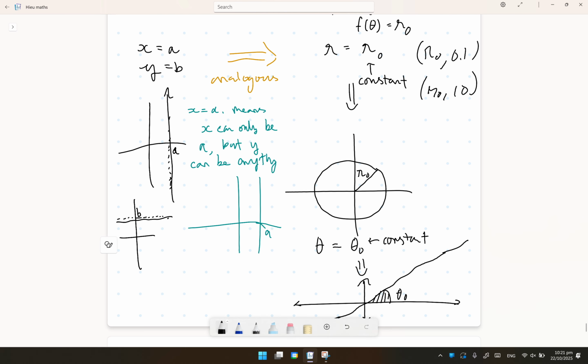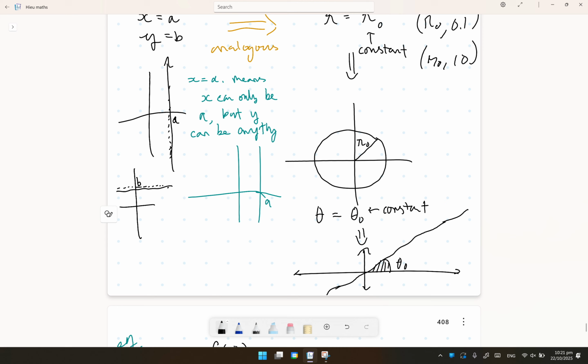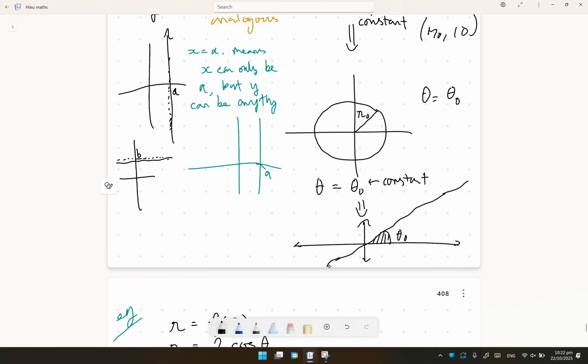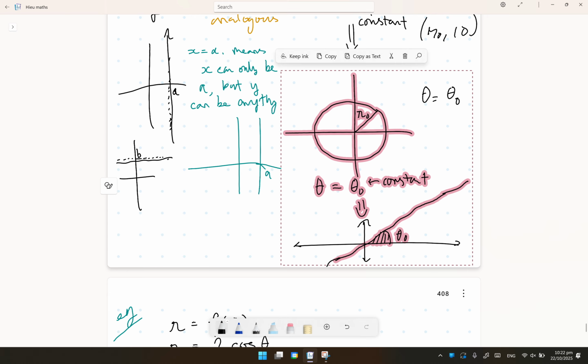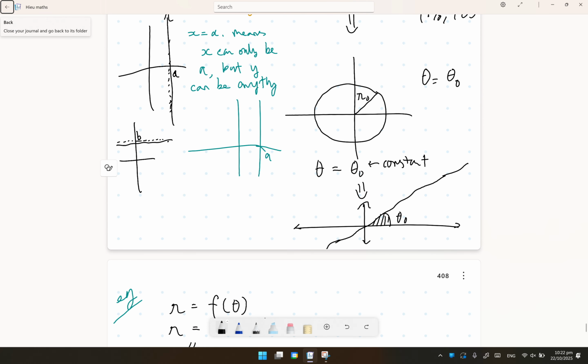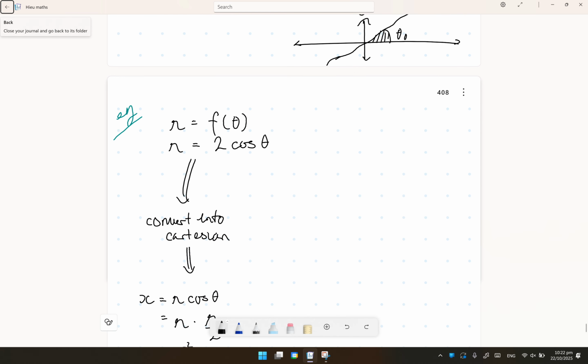And same thing if we lock theta, so theta is equal to a constant, then what we have is just this. It's an idea of how we're going to explore it. If you can intuitively understand this, then we're good to go to the next step. So how do we convert between r equals f of theta and Cartesian?